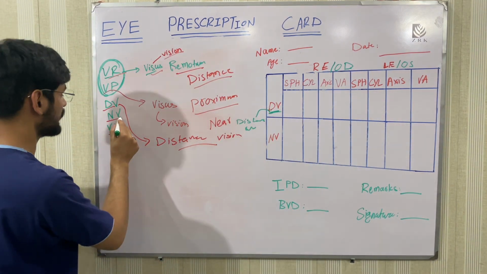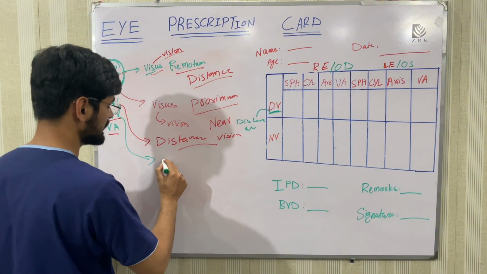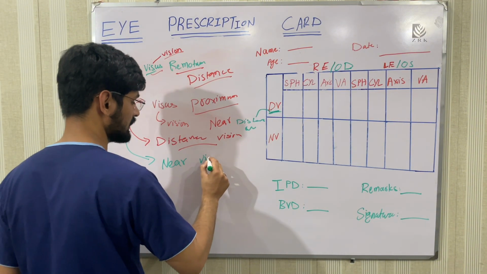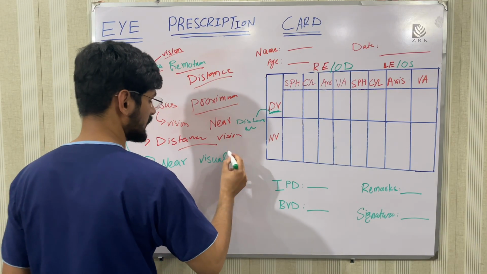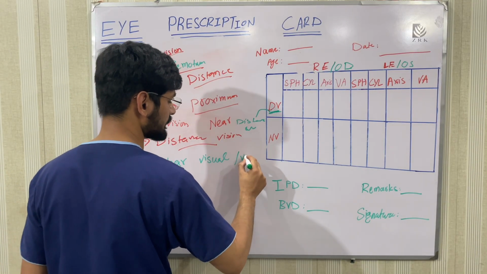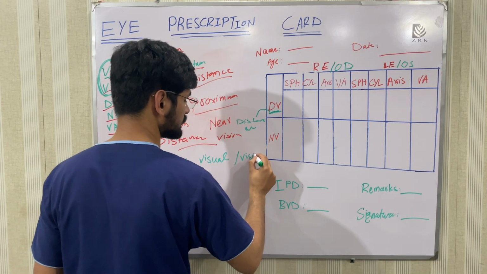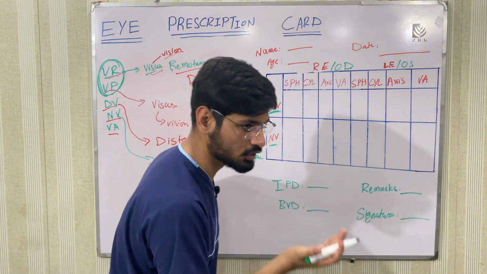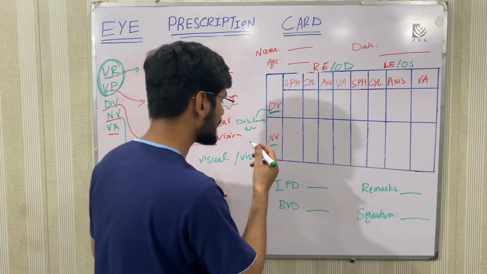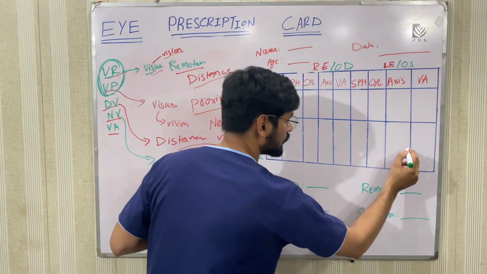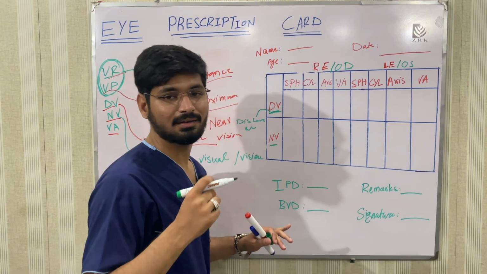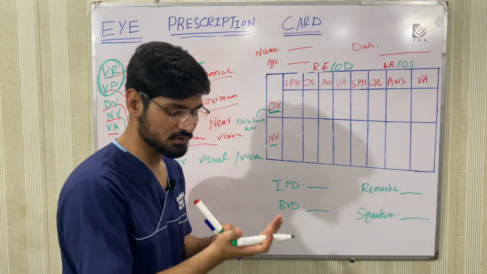Now come to the second word, which means that NV stands for near visual acuity or near vision. So by this word NV, which means near visual acuity or near vision, we are able to understand this is the column or this is the row where we can write about the near visual acuity number.